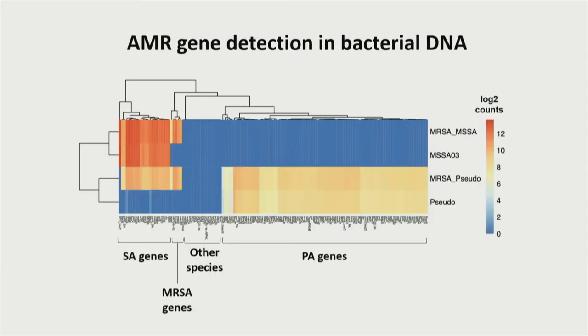So here's the gene level detection in the bacterial DNA. Now the rows are the samples and the columns are the genes, still with log two read counts as the readout. We clustered it on the genes and the samples, and you can see that we have nice separation of the staph genes and the Pseudomonas genes. You can see the little cluster of MRSA genes in there. And the genes that don't have any detection are the ones for the other species. So based on this result, we feel like we have very good primer specificity and that the primers are detecting the bugs that we hope they are.